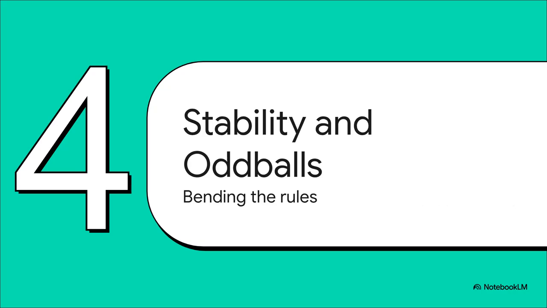So now we get the rules that build the table. But sometimes in chemistry, atoms will bend those rules, but they always do it for a really good reason. So let's get into section 4, stability and oddballs.